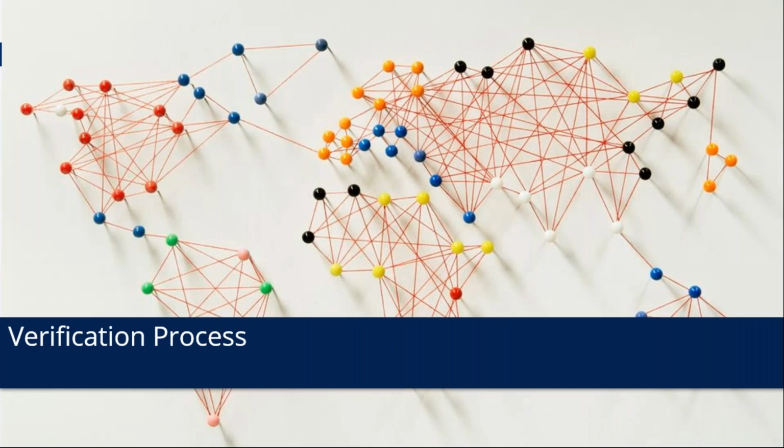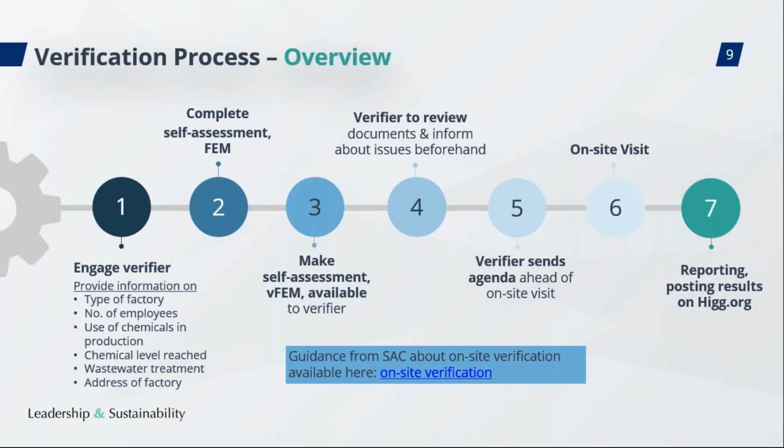And now let me walk you through also the verification process. So we have identified 7 simple process steps. The first one is to engage the verifier, and you need to provide information about your factory. So what type of factory, what type of manufacturing do you have, the number of employees, are you using chemicals in production, etc. So there is a lot of information that we would like to have in order to plan for the verification. And the reason is, for example, we need to decide if you need a chemical specialist verifier or if a generalist is suitable.